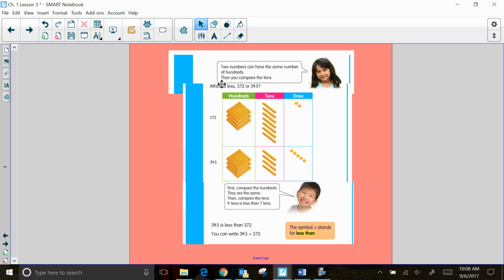Two numbers that have the same number in the hundreds, you go to the next place value, which is the tens. So when we compare 372 and 345, our first step is always to look at the biggest place value, which is the hundreds. But in this case, both place values are the same. They both have 3 hundreds. Therefore, we must look at the tens place next. I have 7 tens or 4 tens. Which is greater, 7 tens, or 70, or 4 tens, which is 40?